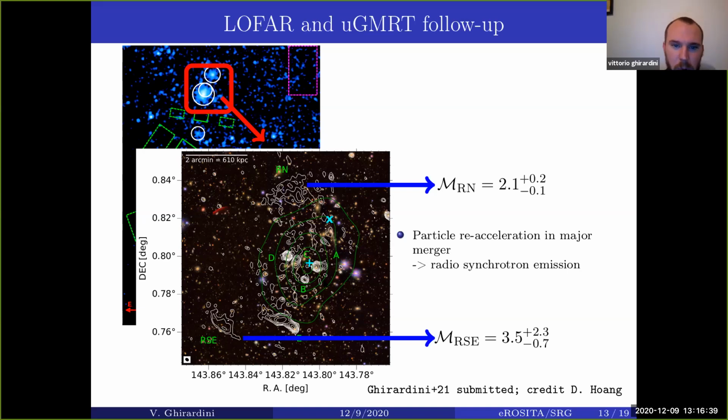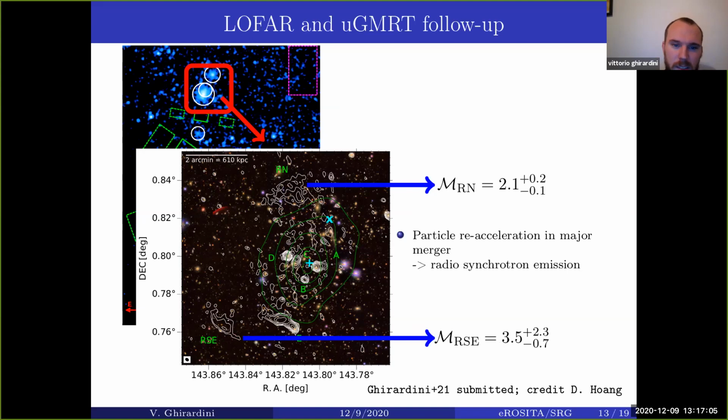And from radio data, we were able to estimate the Mach number for the shock in these relics that caused the acceleration of particles, basically. And we get that the Mach number is quite strong. It's about 2 for the north relic and 3.5 for the one in the south. So quite a strong merger.